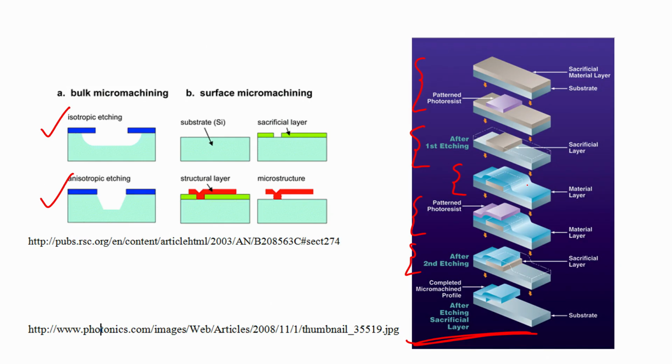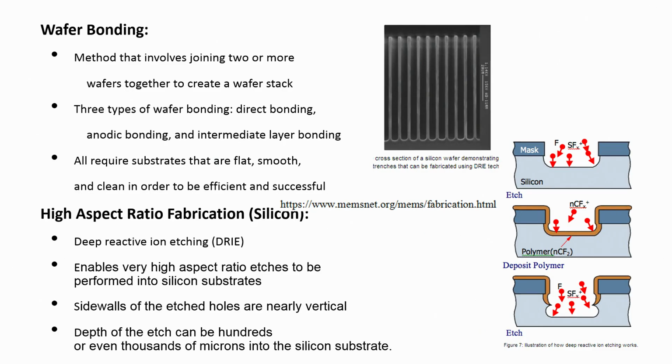Next step is a material layer, next step is the patterning of photoresist, followed by sacrificial layer etching, followed by the pattern that you want to see, right. Easy: bulk micromachining, surface micromachining. Let us go to the next step.